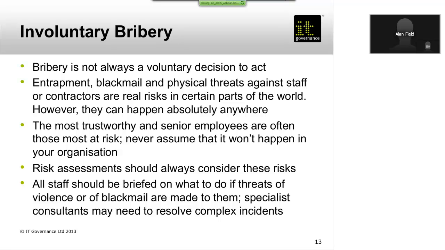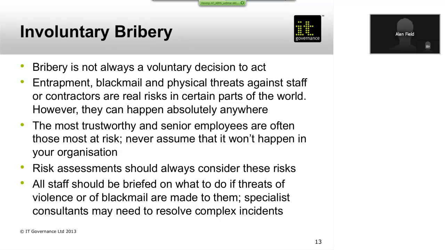I call this involuntary bribery. It's the one that some organisations still find a bit difficult to accept. But there can be entrapment of staff, there can be blackmail, there can even be physical threats. Now, it's true that this tends to happen in certain parts of the world, but it can happen anywhere. And just because somebody is very trustworthy or very senior can often mean that they would be at the most risk. And you can't assume it won't happen in your organisation.